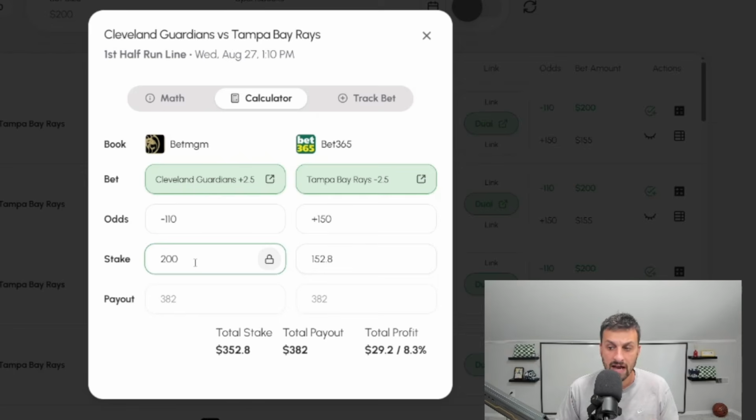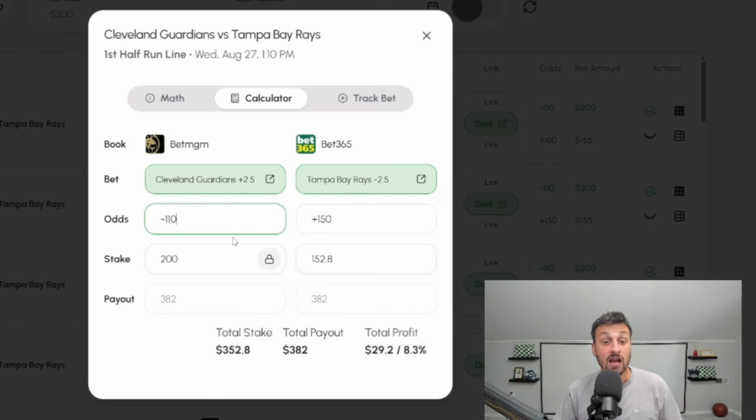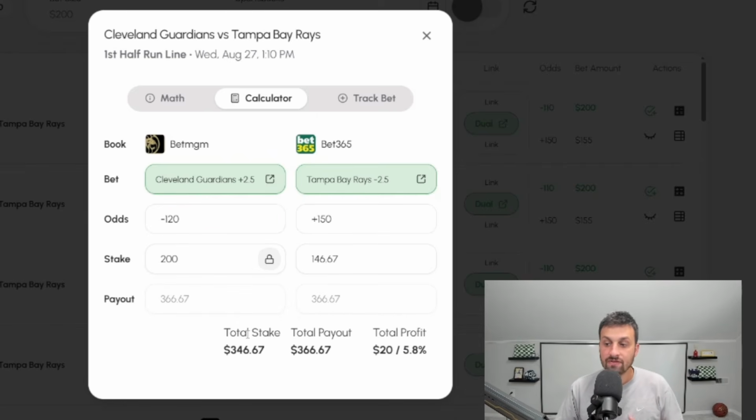If you can get 200 down on BetMGM at minus 110, and if you can get 150 down on Bet365, you stand to make $29 no matter what happens in the first half. Let's say one of the odds changes on you, because in live betting, we talked about that can happen. You would just come in here and simply change this number, and the stake would auto update. The total profit would auto update. You see that we still have 200 over here, but now this changes to 146.